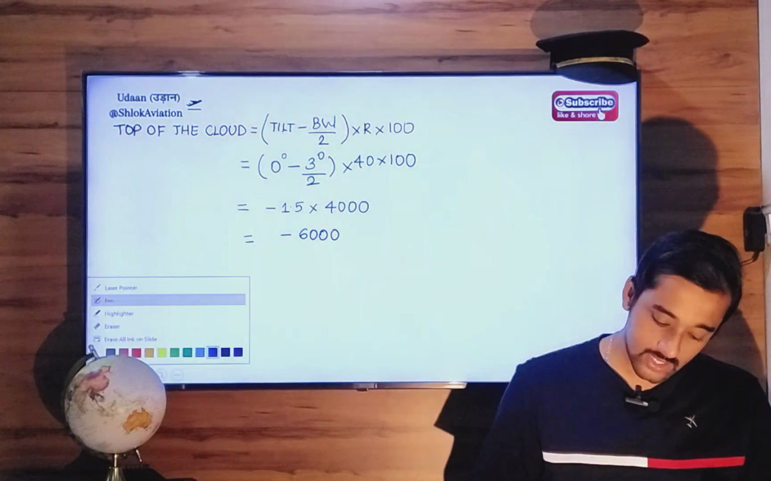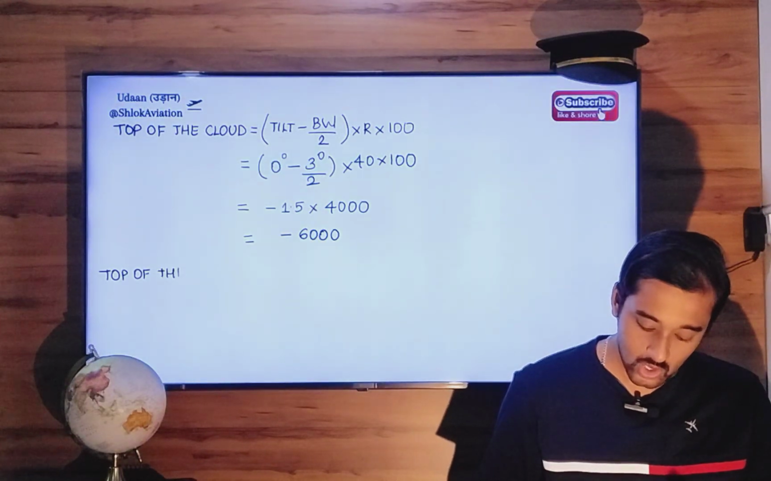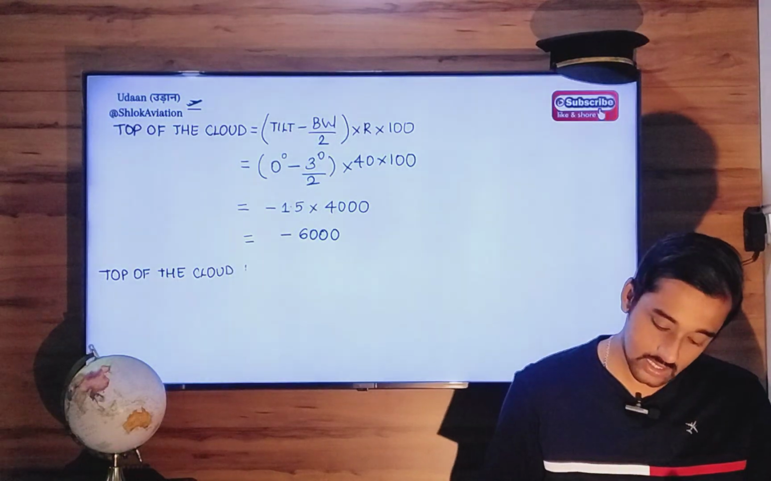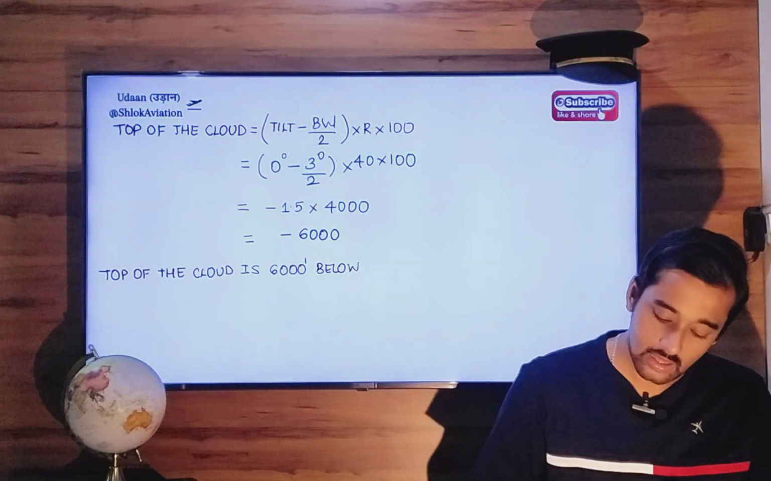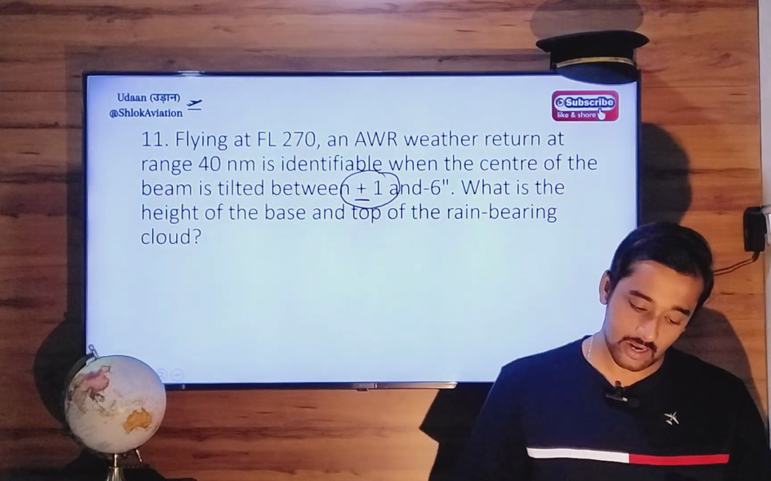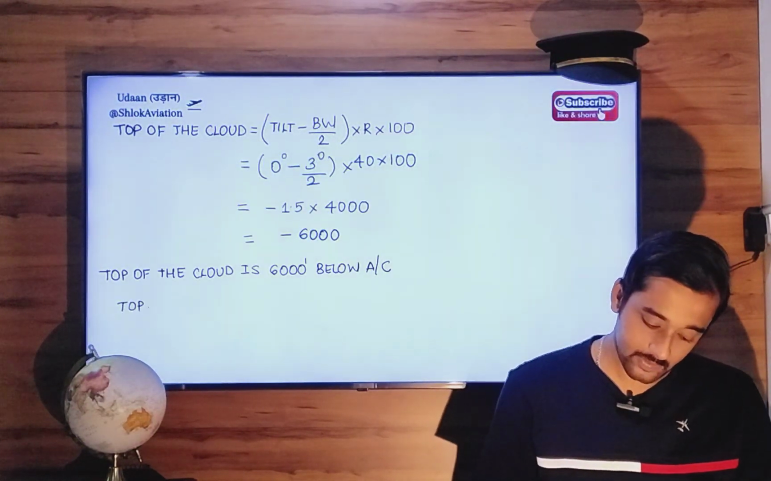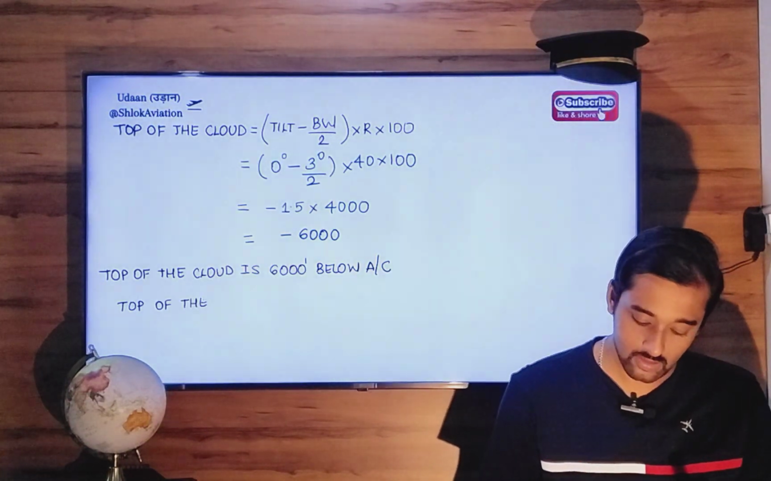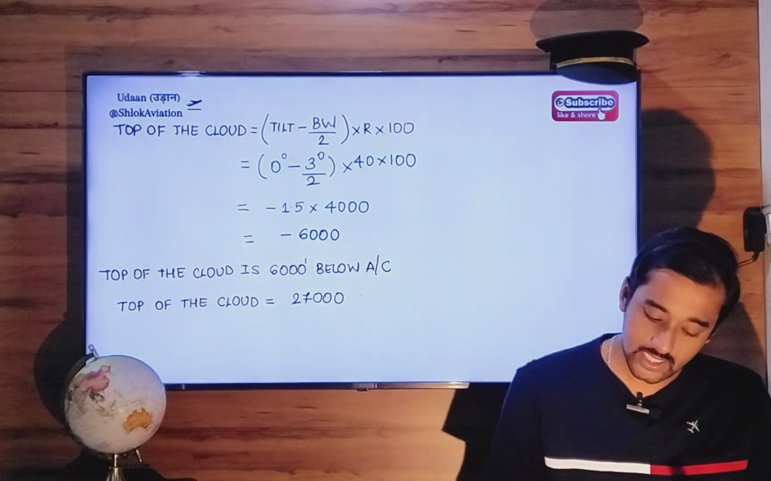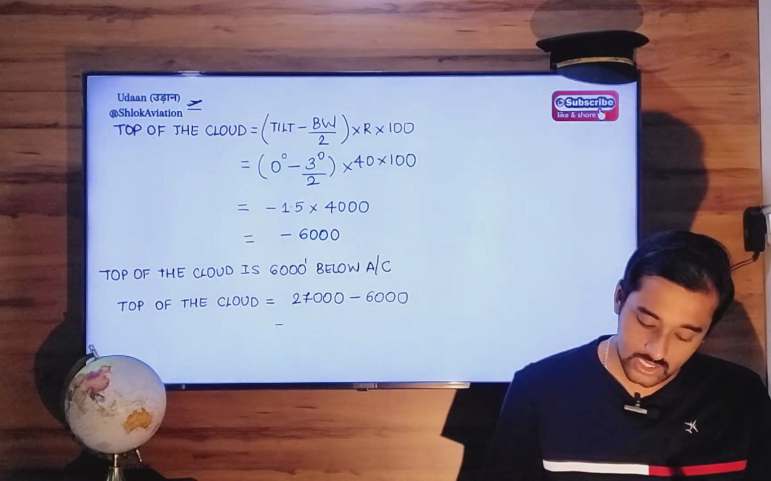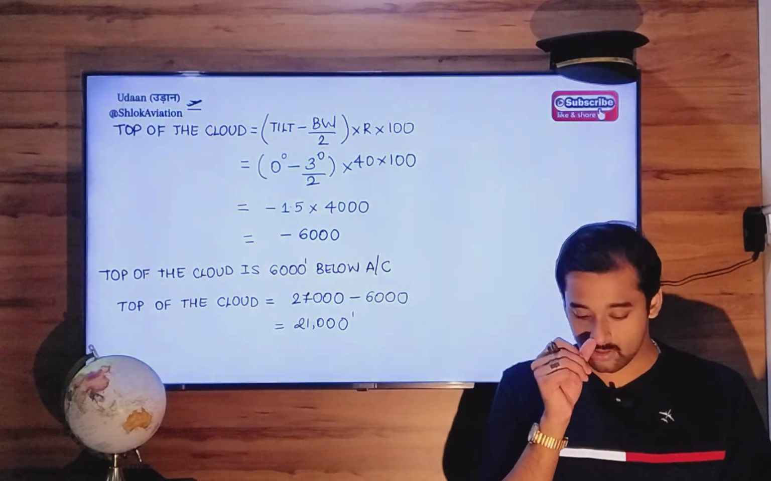That means your final answer will be the top of the cloud is 6,000 feet below the aircraft. Now what is the height of the aircraft? Aircraft is at flight level 270. So top of the cloud will be 27,000 feet where your aircraft is situated minus 6,000, which is 21,000. Okay. So top of the cloud will be situated at 21,000 feet.